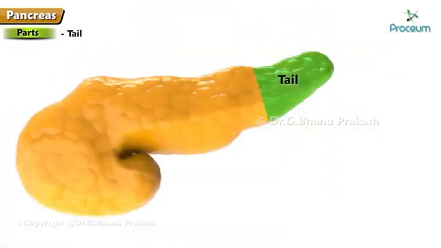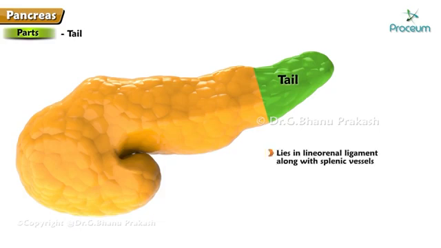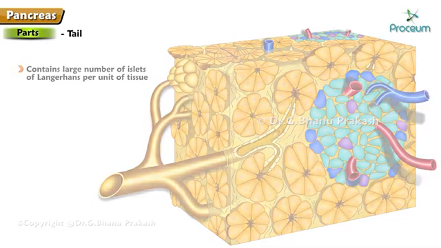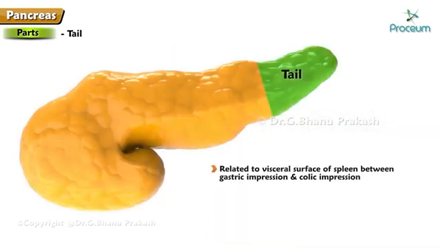Tail of pancreas. It is the narrow left end of the pancreas that lies in the lienorenal ligament along with the splenic vessels. The distal segment of the tail is intraperitoneal. It contains a large number of islets of Langerhans per unit of tissue compared to other parts of the gland. It is related to the visceral surface of the spleen between the gastric impression and colic impression.